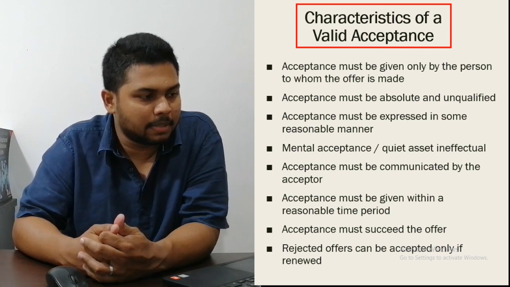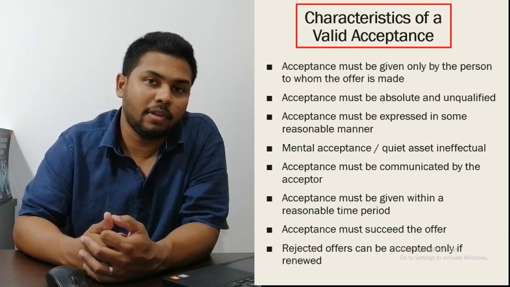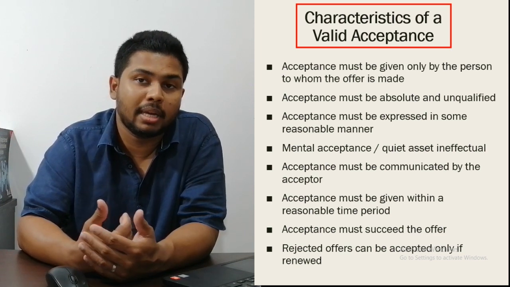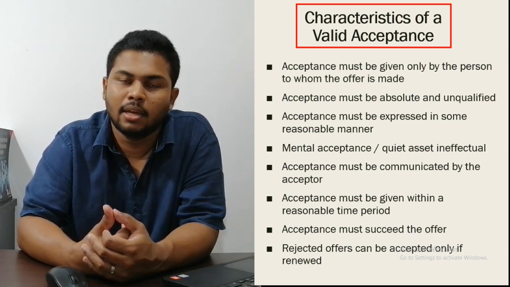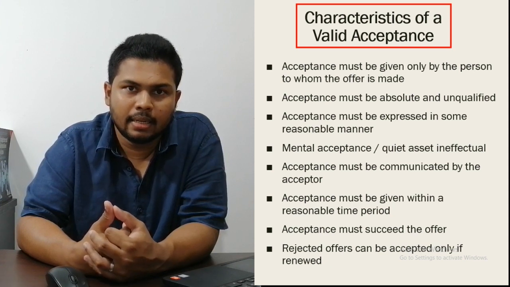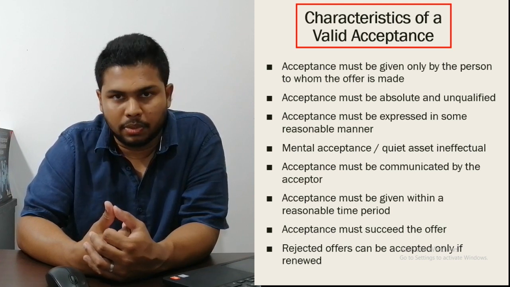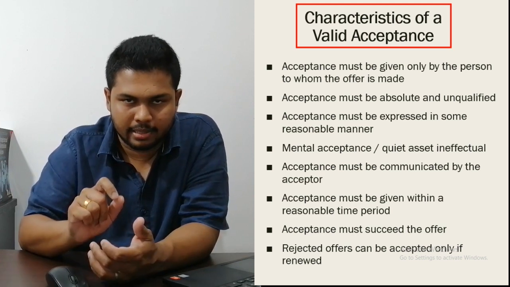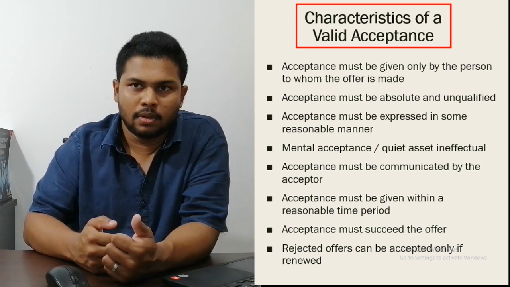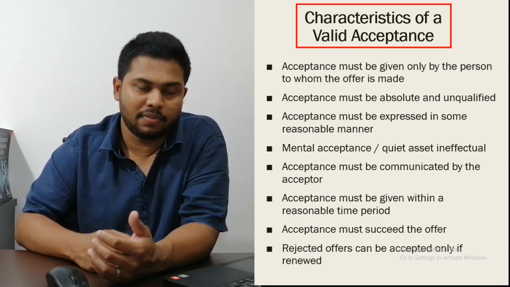The second one is that acceptance must be absolute and unqualified. As I told you earlier, the acceptance must be unqualified. If you are giving a cross offer or a counter offer, if you are making some sort of revisions in those conditions, you cannot make any acceptance, right? So that acceptance should be absolute, in the sense that you are going to accept it as per the offer. The offer just came to you and you have accepted. That's it. Absolute, which is unqualified.